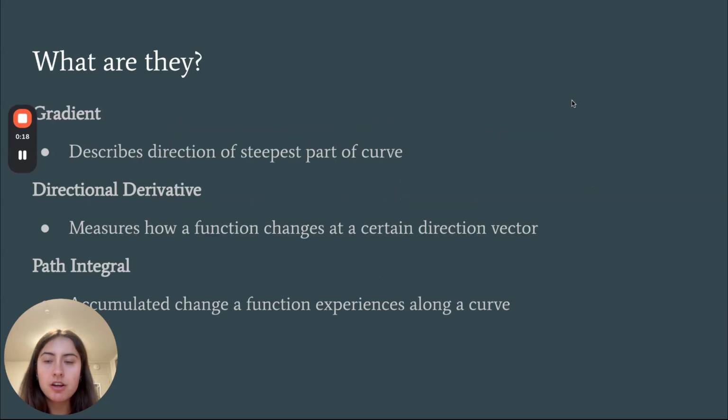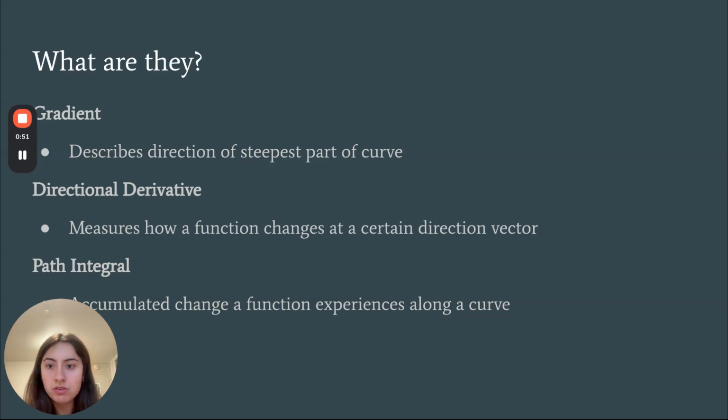So to get started, what are they? One thing that these three all have in common is that they answer the key question of how a function changes locally, directionally, and over an entire path. To break that down, first, a gradient is a vector that measures the direction of the steepest part of the curve.